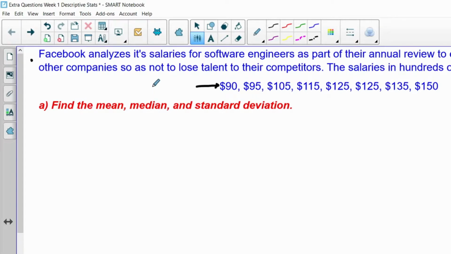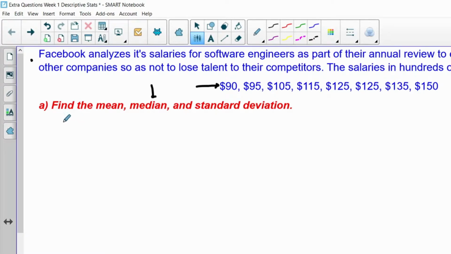I'm going to be asking for the median as well as the mean and the standard deviation. So for the median, it's important they are in order, and they are in hundreds of thousands of dollars. So you've got to multiply each one by 100,000 to get the actual salary. But we're going to keep these numbers as is because that's how they're presented.